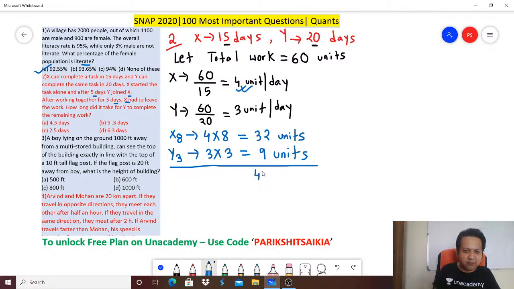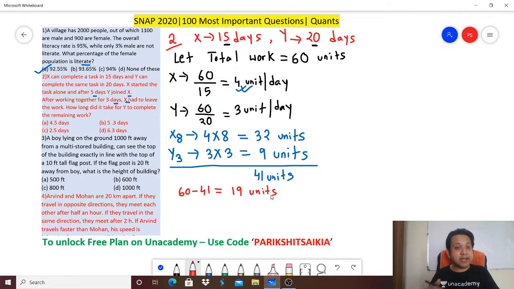So now at this point, when my story has completed up till here, how many units of work are done? 41 units of work are completed. Remember, now the story says X has already left. So who is remaining? Y is remaining. So how much more work does Y have to complete? 60 minus 41. So can I say the remaining work is 19 units?